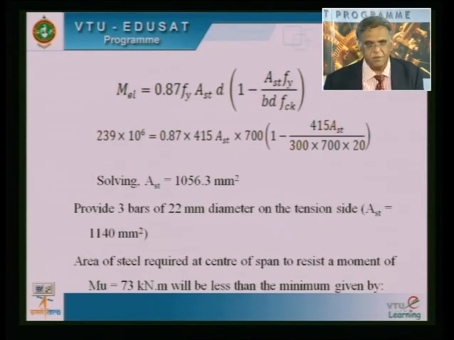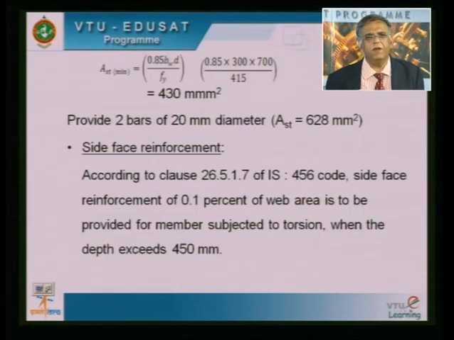Now coming to the midsection, there is a moment of 73 kilonewton meter, and you are going to calculate as usual the number of bars to be provided in the midsection. Later on you have to check with AST min and AST max. Same steps whatever we had earlier worked out.